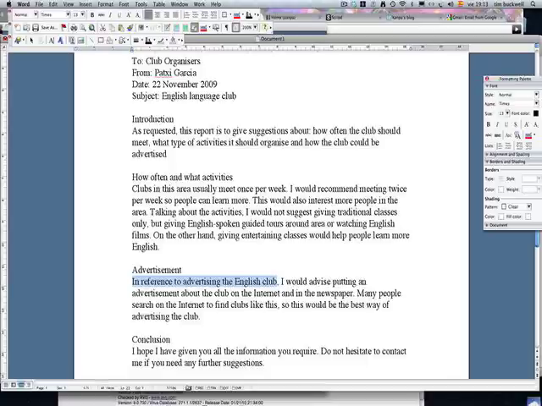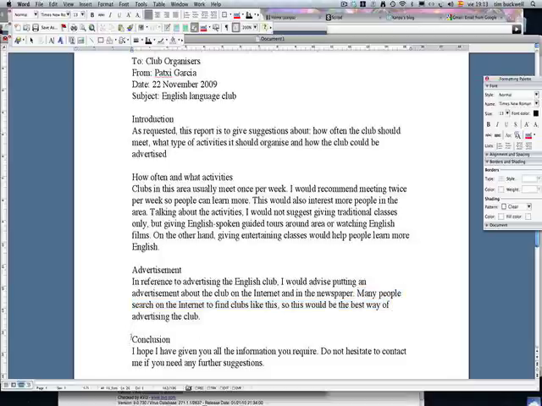It's saying, I'm going to talk about advertising. I would advise putting an advertisement about the club on the internet and in the newspaper. This is your idea, and this is your explanation why. Many people search on the internet, and this would be the best way of advertising the club. So it's not a particularly complex concept. It's an idea and an explanation why. It's an idea and an example of why that would be useful.